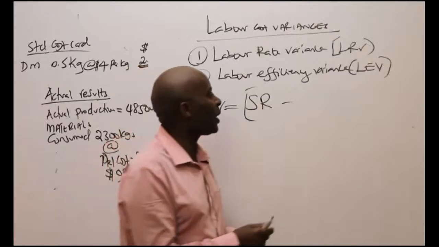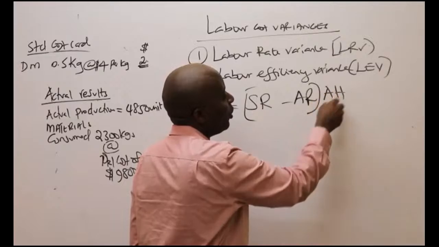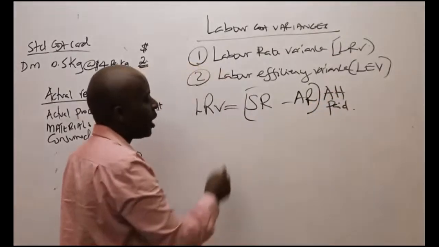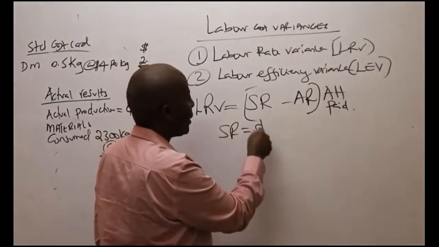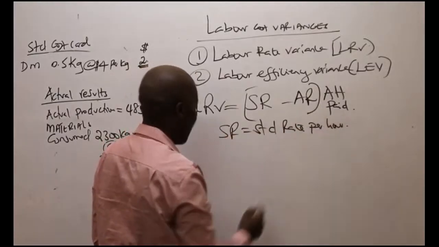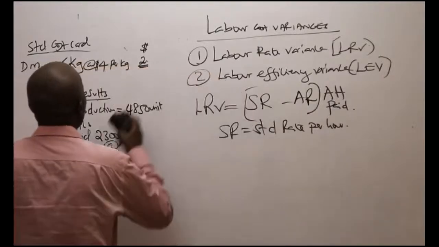So we have here standard rate minus actual rate, and then outside here, we have the actual hours that were paid. SR is the standard rate per hour.